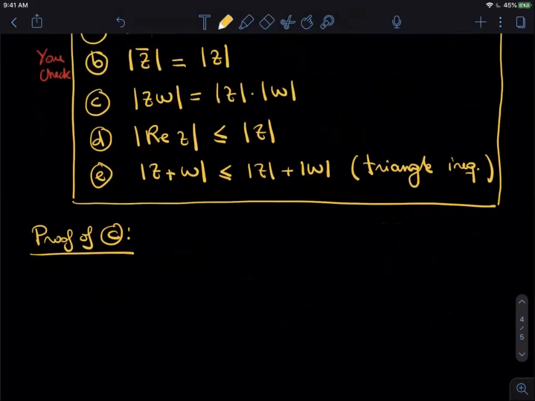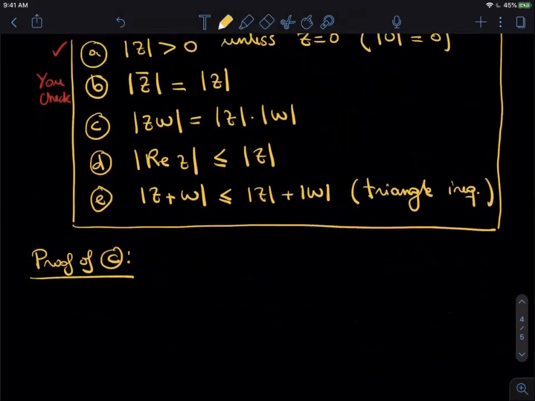So proof of C, sorry. Usually when you have the modulus, the absolute value of a complex number, it's more convenient to look into the square. And this is because then you can use that property, right? You can use the property that the square of the absolute value is the product of the number times the conjugate.